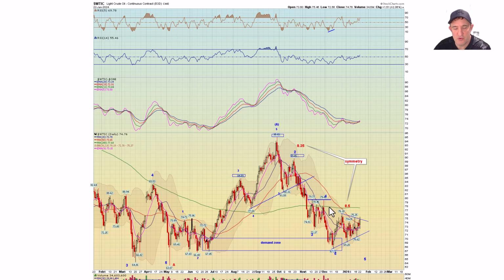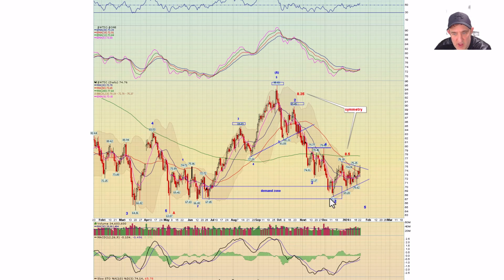Chart number 40, crude oil, still in this coil-like pattern. And we'll see if this can break out to the upside. Again, it could still be a fourth wave pattern, but the longer it stays in this pattern sideways, the more chance it has to break to the upside.